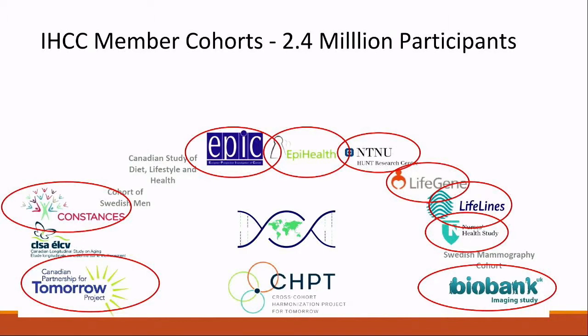That's the Canadian Partnership for Tomorrow Project, that's 333,000 participants. Constances, I think, is going to be close to 300,000. UK Biobank, everybody knows about, 7.5 million. EPIC, I believe, is close to 500,000 as well, etc.